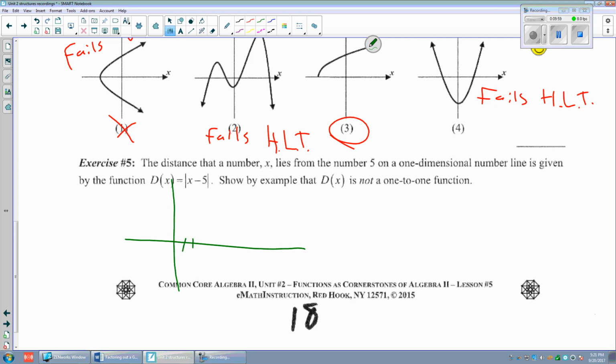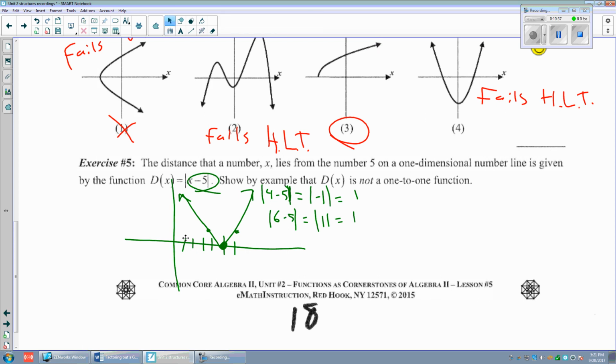If I plug in 5, 1, 2, 3, 4, 5, the answer is going to be 0. If I plug in 4, 4 minus 5 equals negative 1, and the absolute value is 1. And if I plug in, let's say 6, 6 minus 5 equals 1, and the absolute value of 1 is 1. There we go. So there's an example. Remember that? The function shifts to the right 5.